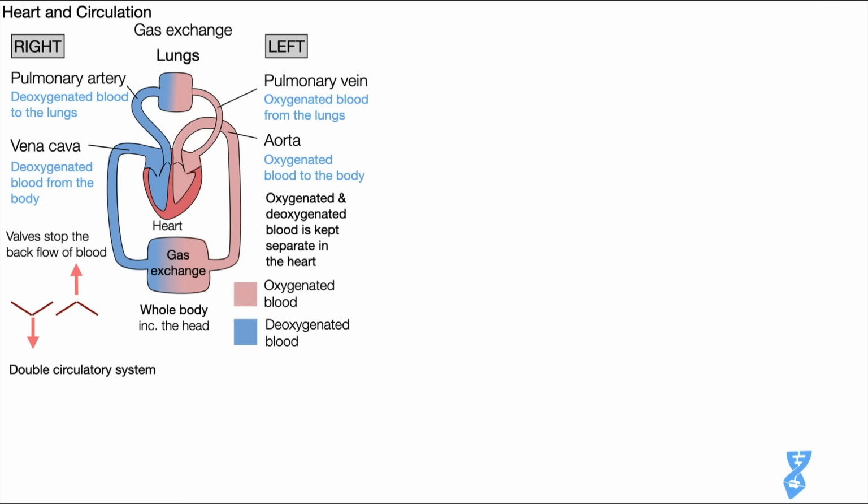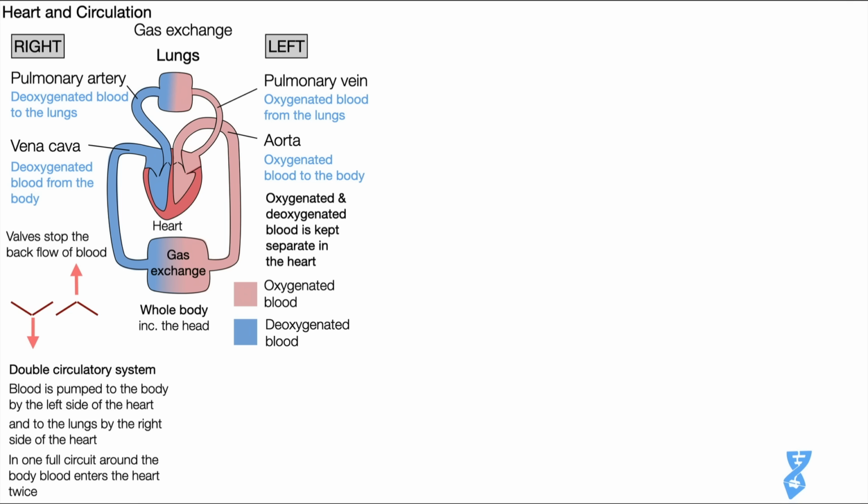We call this system a double circulatory system. This is where blood is pumped to the body by the left side of the heart and to the lungs by the right side of the heart. That's one way of explaining what a double circulatory system is. We could also say that in one full circuit around the body, blood enters the heart twice.